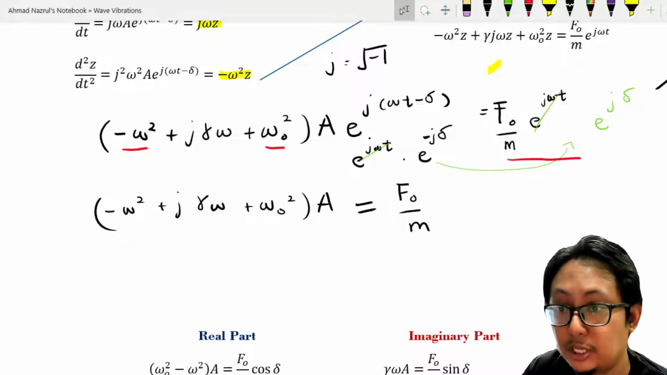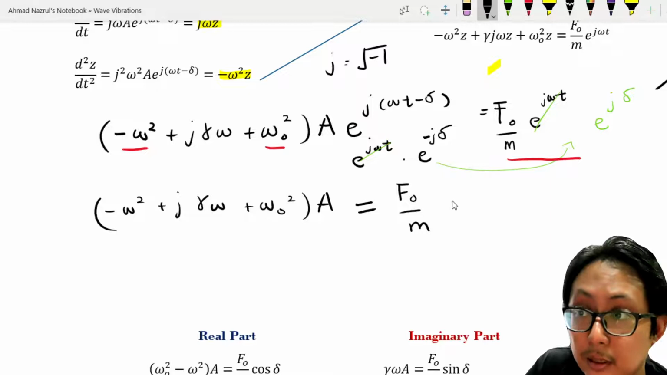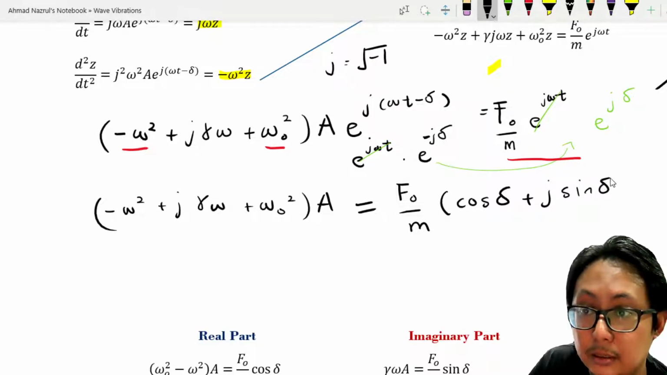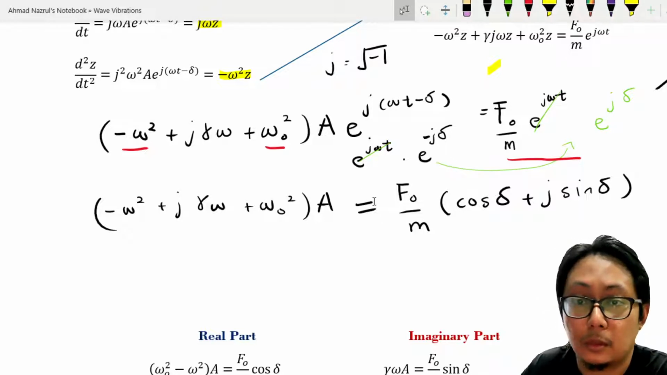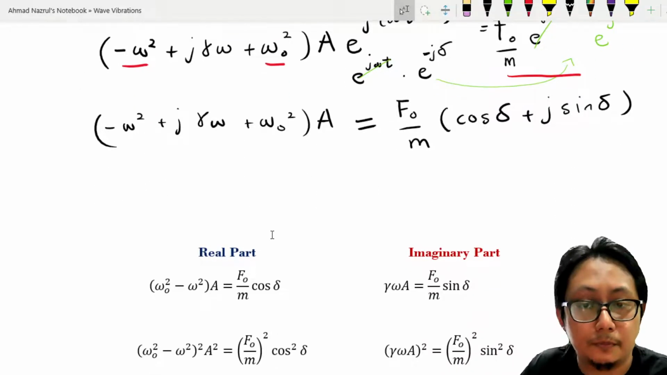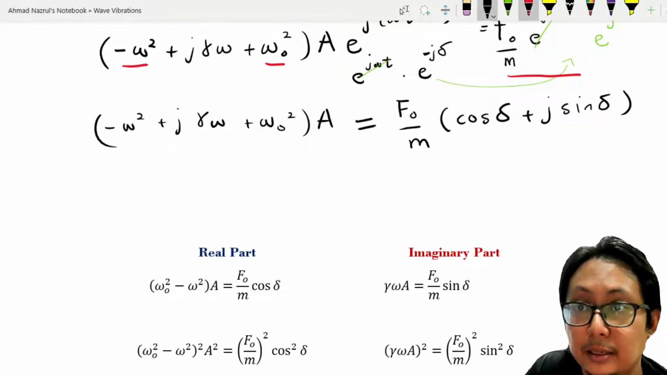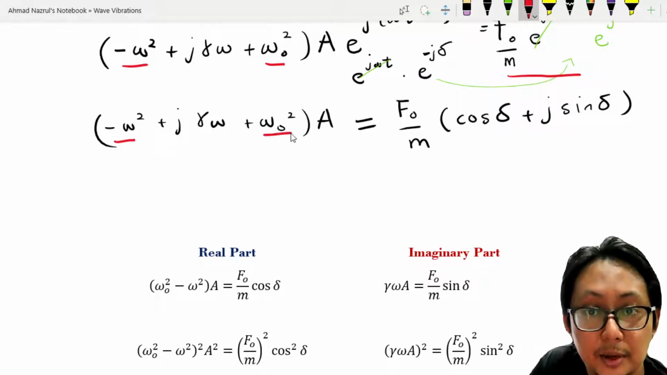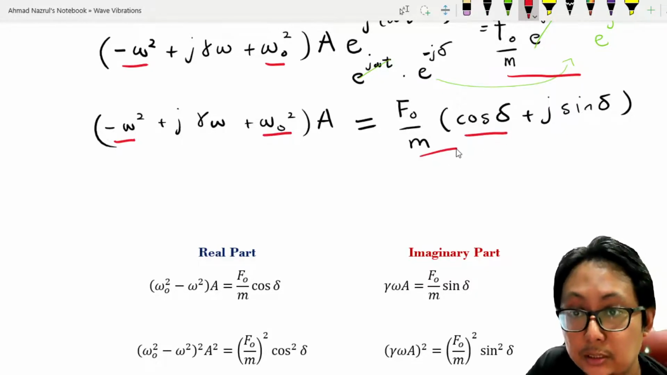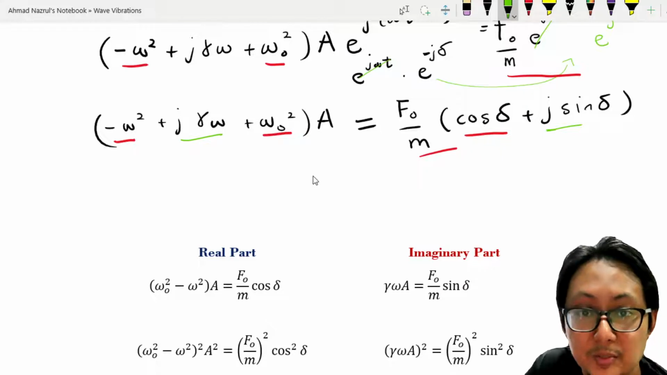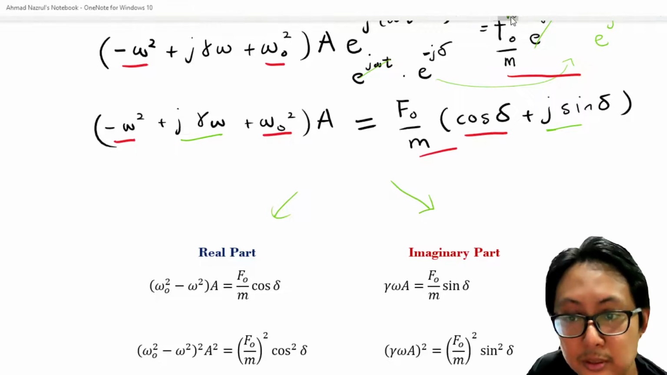Because the exponential j delta is equal to cos delta plus j sine delta, from here we can split into two parts, the real part and the imaginary part, because we have j here and also here. We split and try to solve.